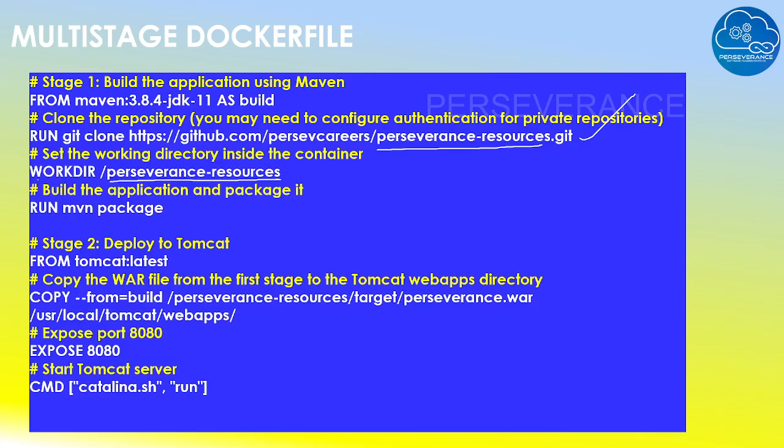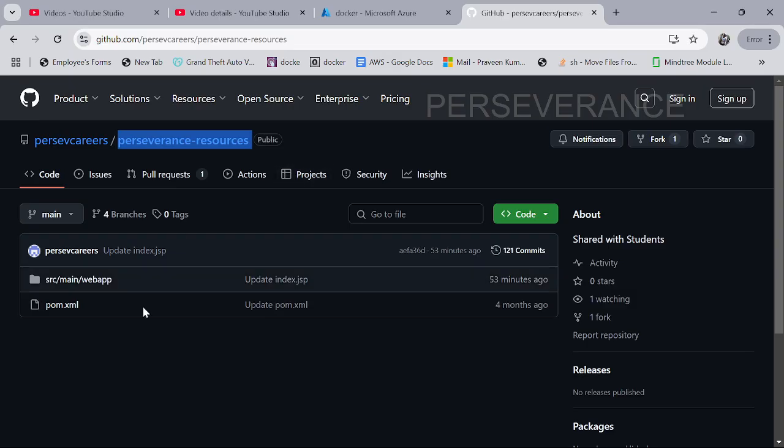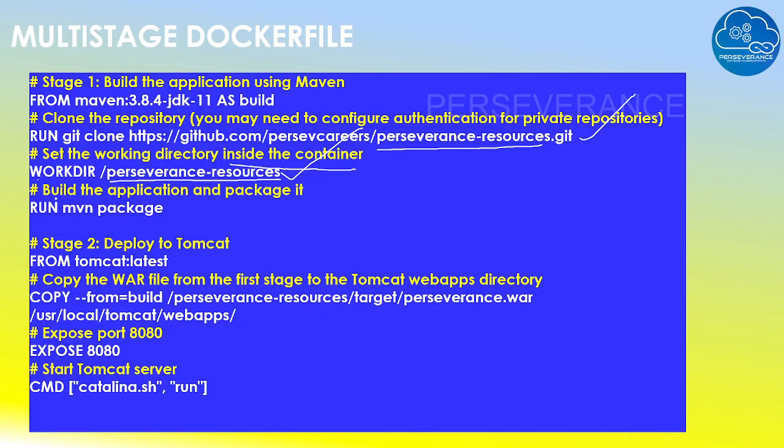That is what we are doing using the WORKDIR instruction. It sets the working directory inside the container to this, so that we have the Java code and pom.xml. If you see, this is the Java code and this is the pom.xml file. All right, perfect. Now build the app and package it.